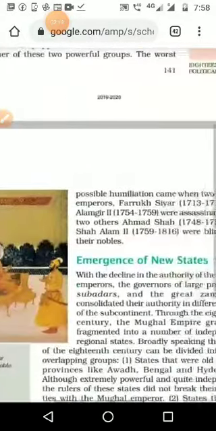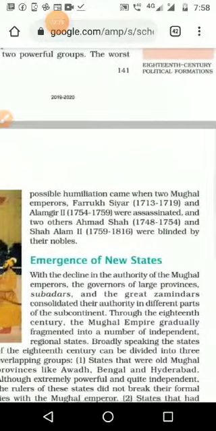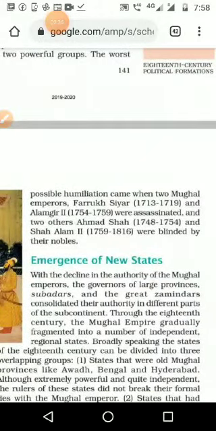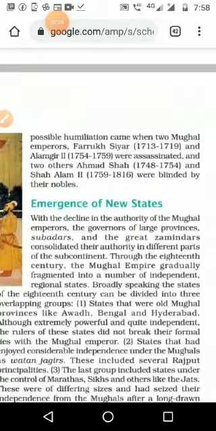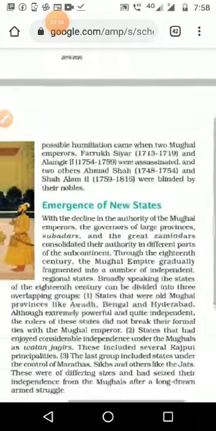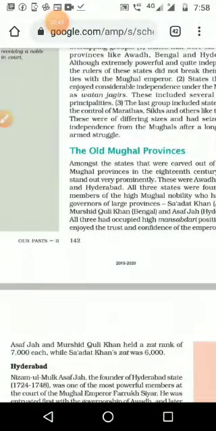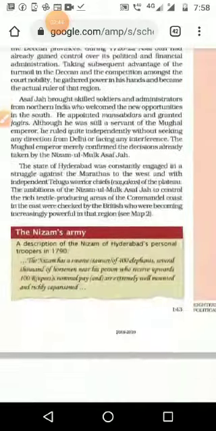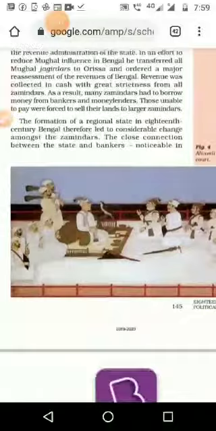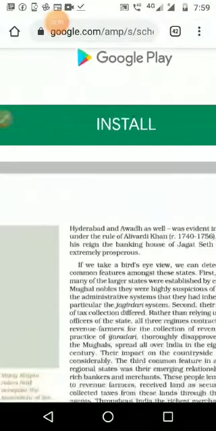Then the next topic is the emergence of new states, because the Mughal emperor became powerless and his power declined. That is why many Zamindars and Nawabs of different areas made their own kingdoms. Then we discuss the major provinces and how they became separate states, like Hyderabad, then Awadh, Bengal, one by one, like that we will see.